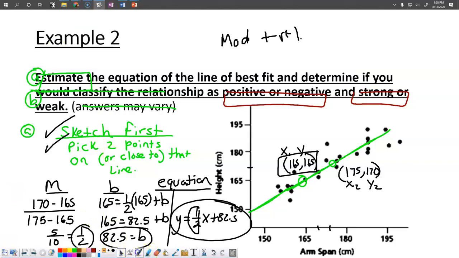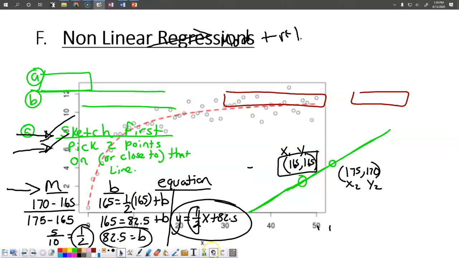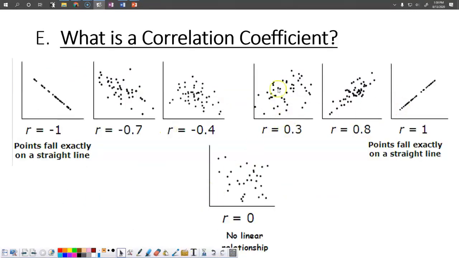So from here on out, let's just review first. Sketch what you believe to be the line of best fit. Pick 2 points that are on or closest to that line. Find the equation of the line using all the standard stuff that we're used to doing. And then tell me what that relationship is like. In other words, where would you put it on this chart? Let me go back a little bit. There we go. Where would you put it here?